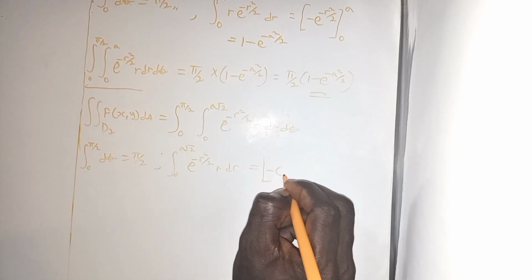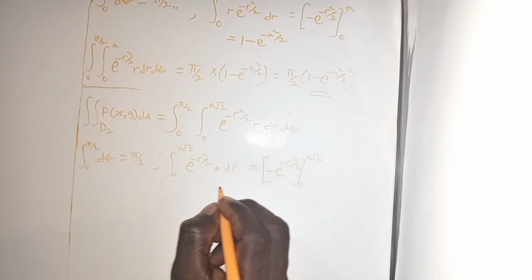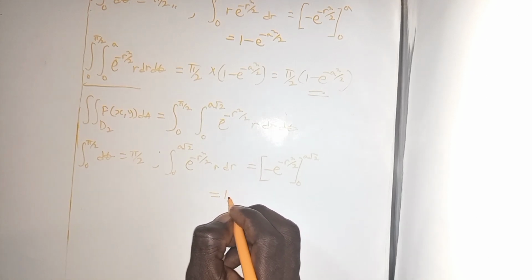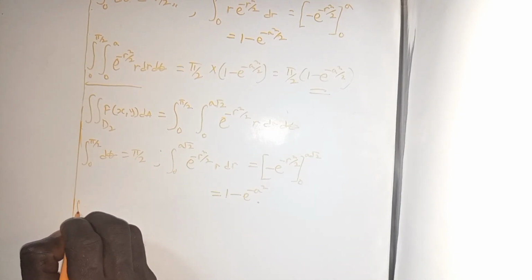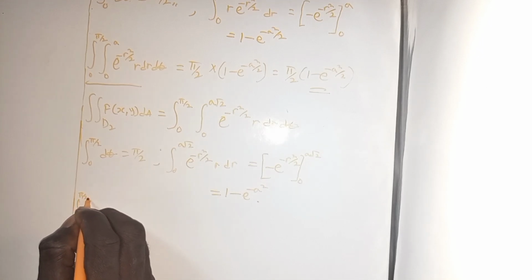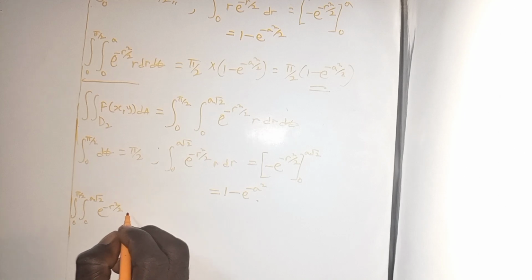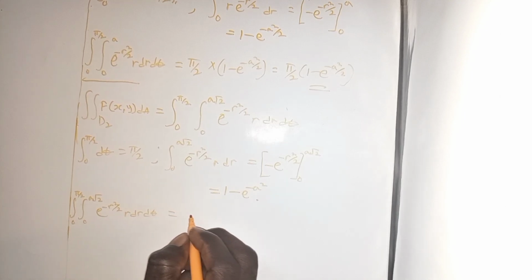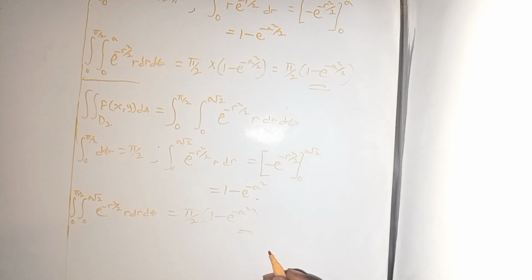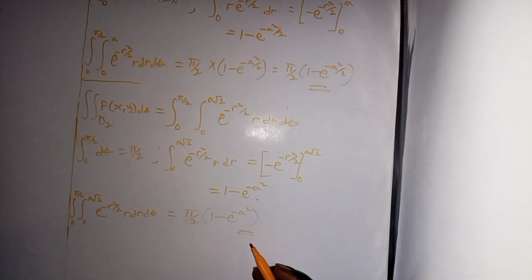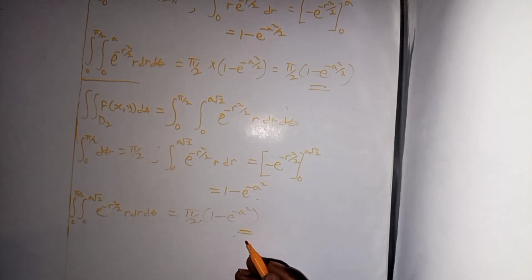Then inserting our limit of this, which will give us 1 minus e to the minus a square. So now for this, combining them, we have this to be pi over 2 times 1 minus e to the minus a square, just as we want it to be, just as required for us to prove. So this is B. We have successfully solved for our B.